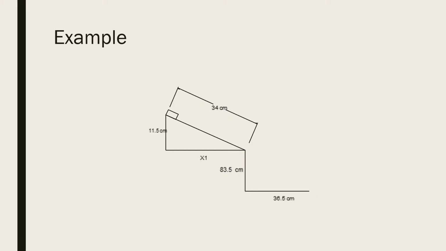Here is an example of work and energy. In this experiment, we place a Hot Wheels car on a slope track. The car weighs 33 grams, and the length of the track is 34 centimeters. The initial height of the car is 11.5 centimeters above the table, and the table is 83.5 centimeters high. We also measured x1 equal to 33 centimeters and x2 equal to 36.5 centimeters.